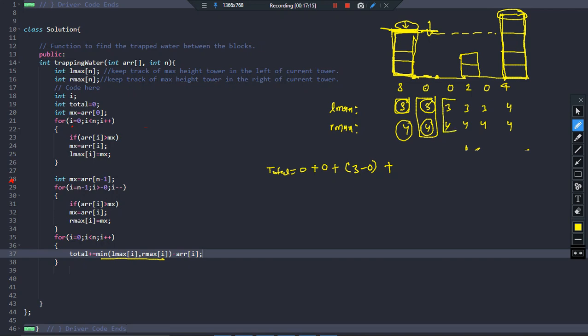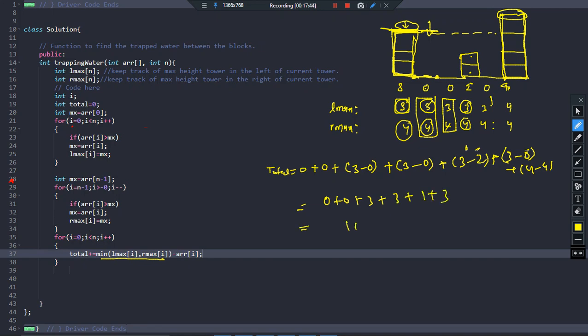Similarly for this particular region, the minimum of 3 and 4 is 3. The height of the tower is 0 plus. In this particular case, the minimum of 3 comma 4 is 3 minus height of this tower is 2 plus. In this particular region, the minimum is basically 3, height of the tower is 0 plus. Here the minimum is basically 4, and 4 minus 4 is nothing but 0. So what is the total amount of water that will be stored? You will be having 0 plus 0 plus 3 plus 3 plus 1 plus 3. That is nothing but 10, right?